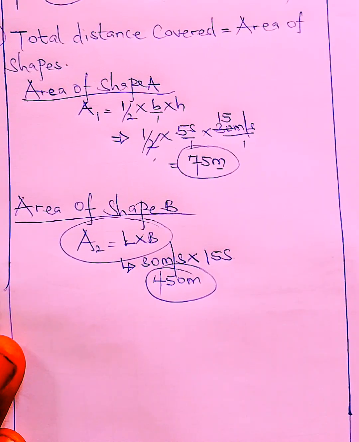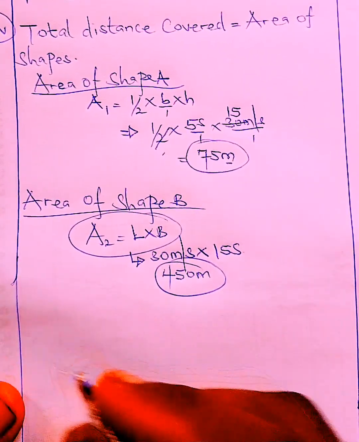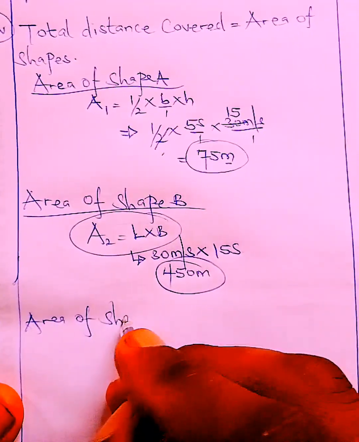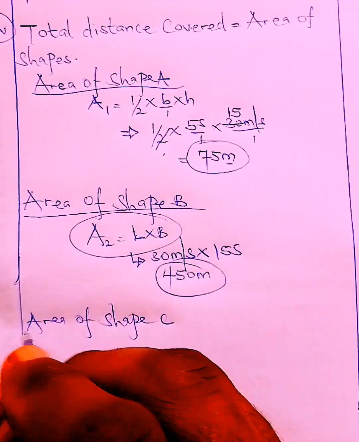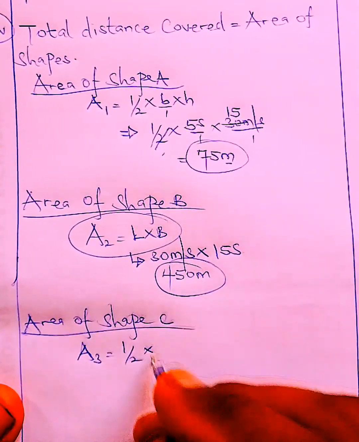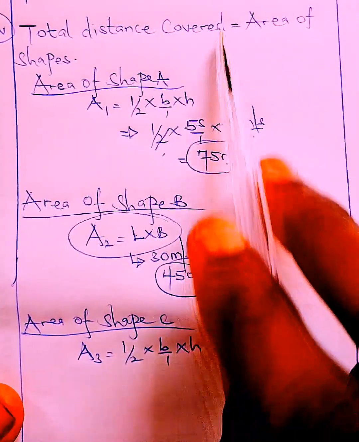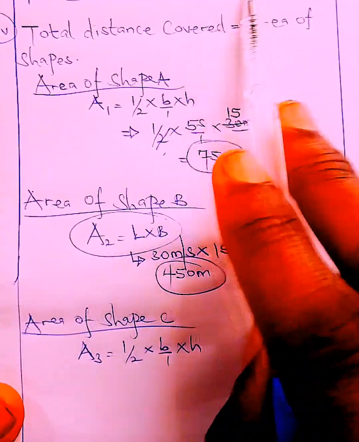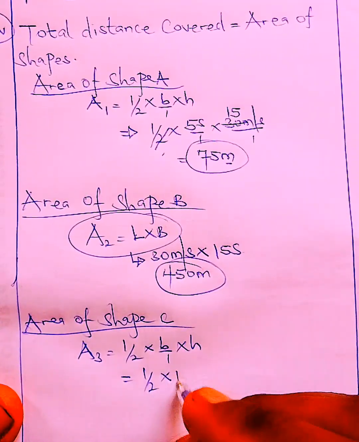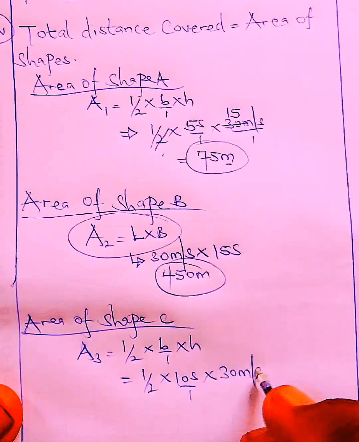Now we're going to solve for the very last one, the last shape. The last shape is another triangle. That was when the body decelerated. So let's get the area of shape C. The area of shape C is also a triangle, so 1/2 times base times height. The base is 10 seconds and the height is 30 meters per second.